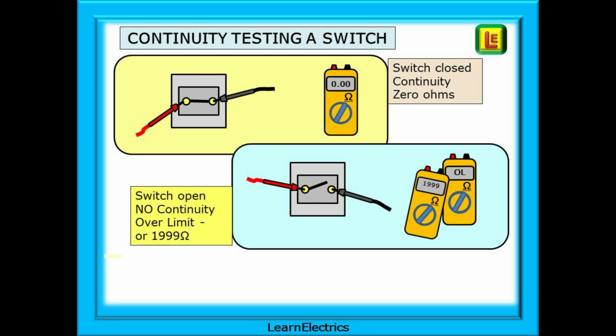The switch is now in the off position and your meter should read OL or 1999 ohms or whatever your meter maximum is. It's always best to test switches with the wires removed so that we know that we are only testing the actual switch and not the rest of the wiring in the circuit.